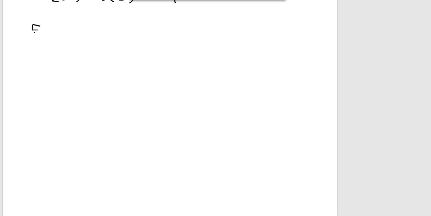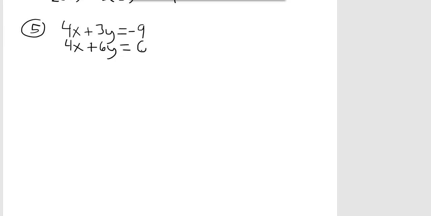Let's look at number 5. Okay, on number 5, you have 4 times x plus 3 times y equals negative 9. And you have 4 times x plus 6 times y equals 6. So, if we want to be able to use elimination to solve this system, we have to have a situation set up where when we add the two equations together, one of the variables will drop out.